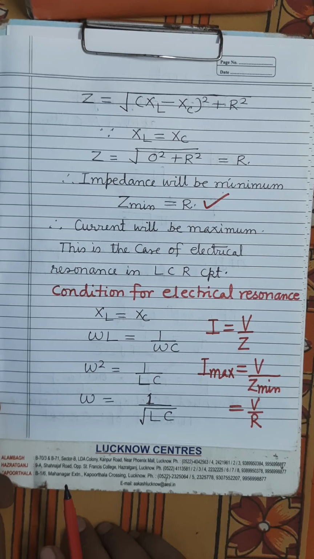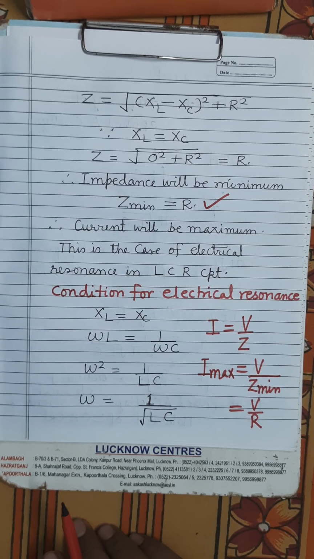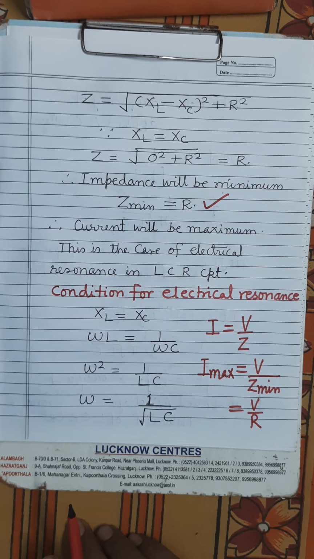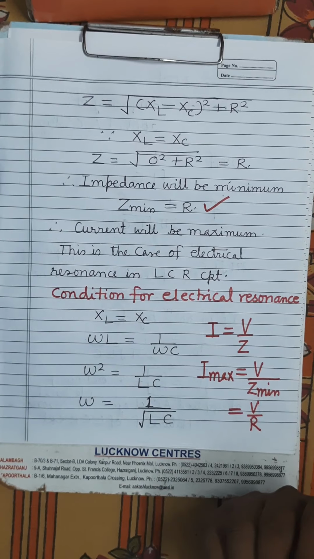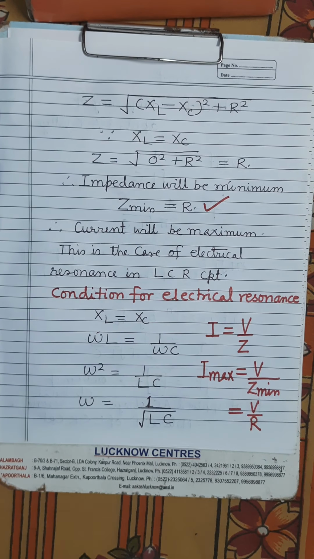Means both the reactances are same. It's clear. Then electrical resonance will take place and current in the LCR circuit at that instant will be maximum. So what is the condition of electrical resonance? You can see here, already I told that when both the reactances are same, that is XL equals XC.